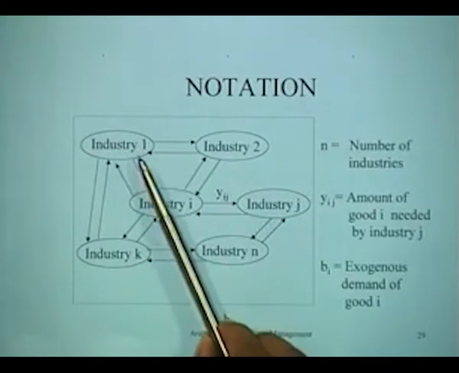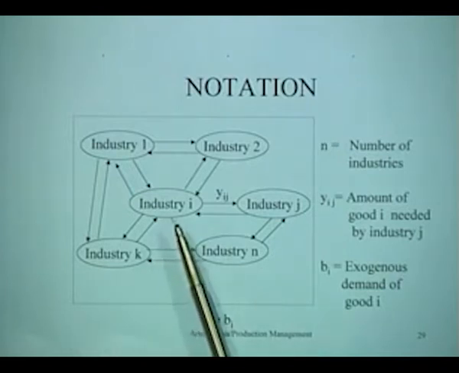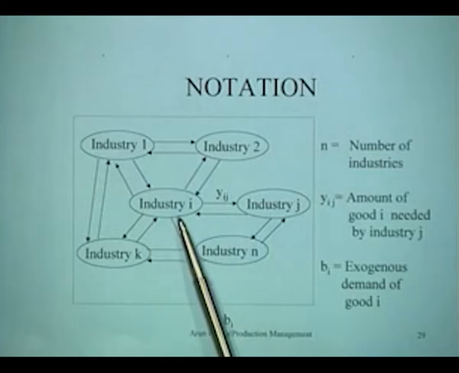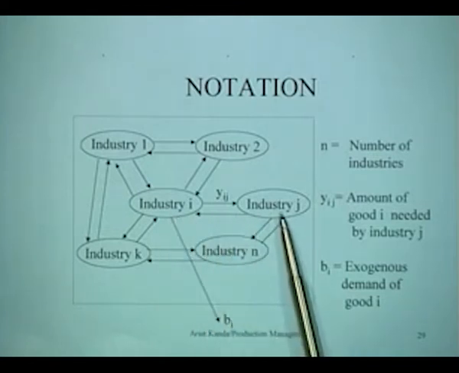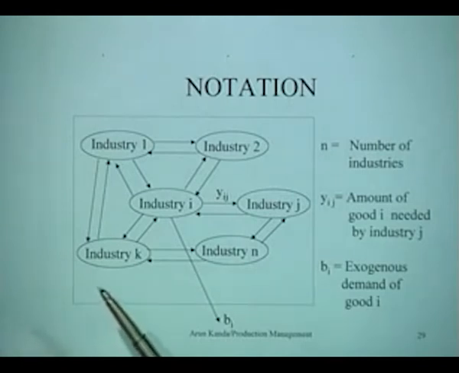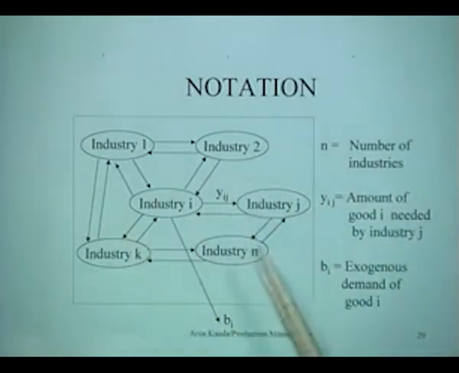So we have industry 1, 2, 3 and so on up to n, and let us look at some two industries. Let us call this industry I and let us call this industry J, just to understand the notation which we shall be using for this particular model. So n is the total number of industries.